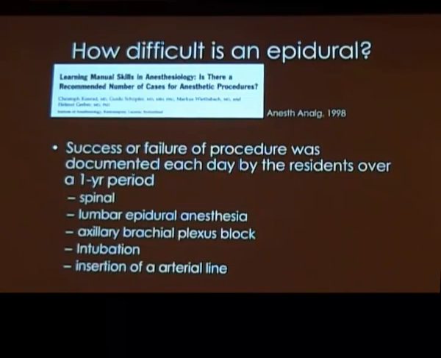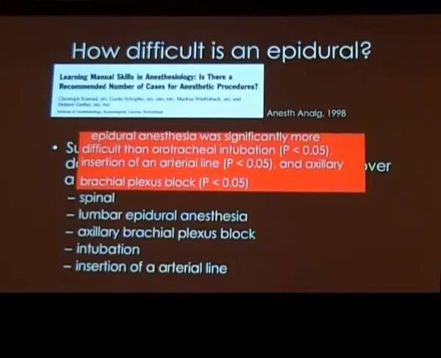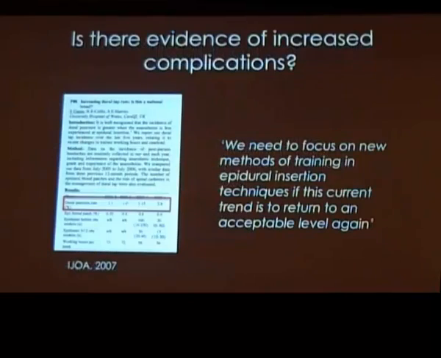And they looked at spinals, epidurals, axillary blocks, intubation and art-line insertions. And they kept a diary over a one-year period, which was quite something to ask of anaesthetic trainees, I think. And what they found was that the anaesthetic trainees perceived that epidural anaesthesia was significantly more difficult than intubation, insertion of an A-line, or brachial plexus block. They all felt it was the most difficult technique to master.